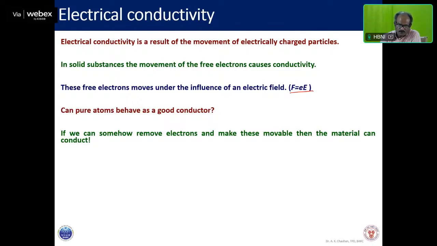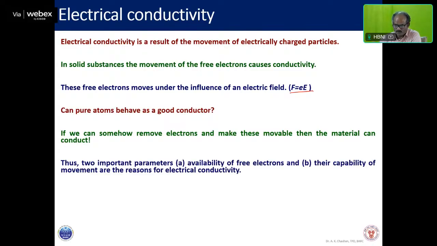So what do we have to do? If we can somehow remove electrons from these cores, and then they are free, or we make them movable, then the material can conduct. It's very simple. You have to remove the electrons, and then they should be mobile also.